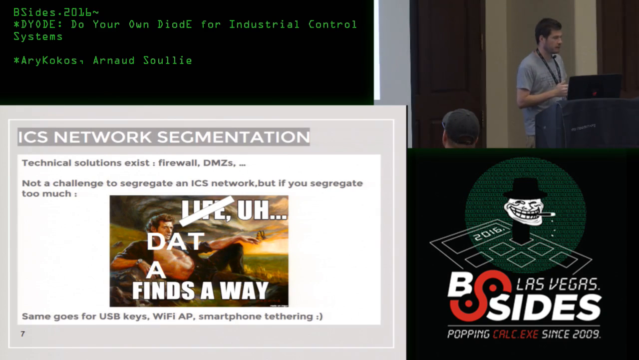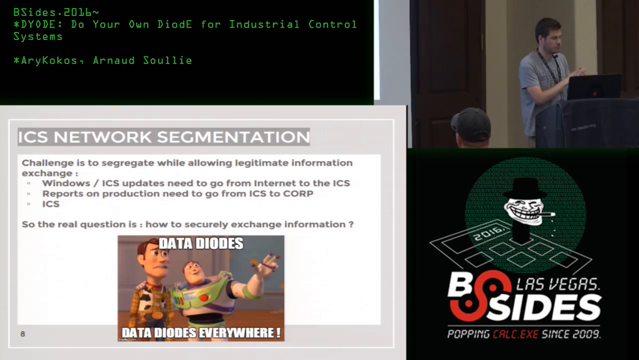Okay, so what can we do? Of course, we want to perform some kind of network segmentation. We have technical solutions, we have firewalls, we have DMZs. That's really great, but that's not the challenge. The problem is that, as Dr. Malcolm says in Jurassic Park, life finds a way, and it's the same for data. If you try to isolate the ICS network, people will use USB keys, Wi-Fi access points, or tethering their internet connection with the phone. So that's not the challenge. The real challenge is to be able to perform network segmentation while allowing secure data exchange.